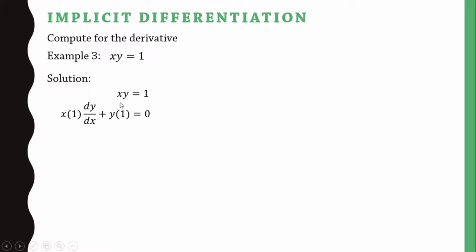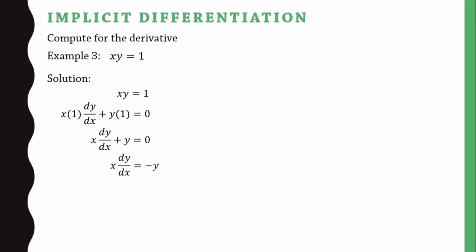Okay, so we don't need to put dy over dx here since we only took the derivative of x. Equals, derivative of 1 is 0. So we simplify x times 1 dy over dx, that is x dy over dx, plus y times 1, that's y, equals 0. So we only have dy over dx on the left side of our equation.